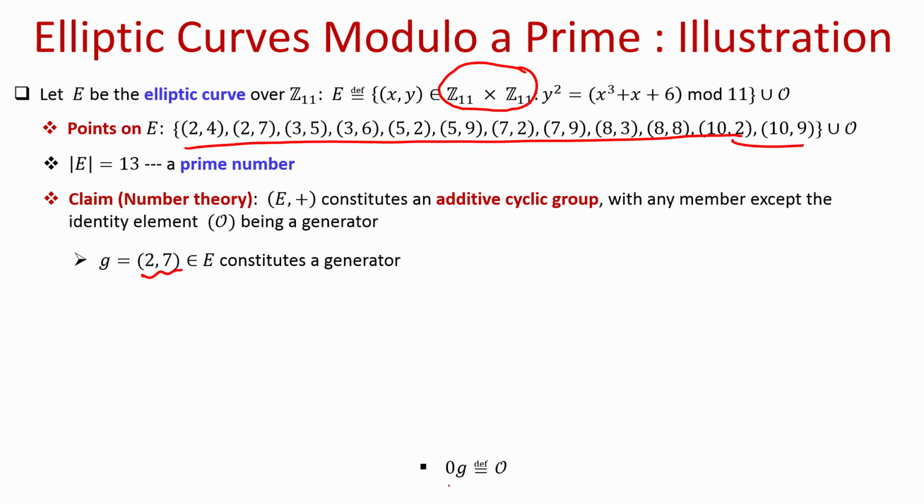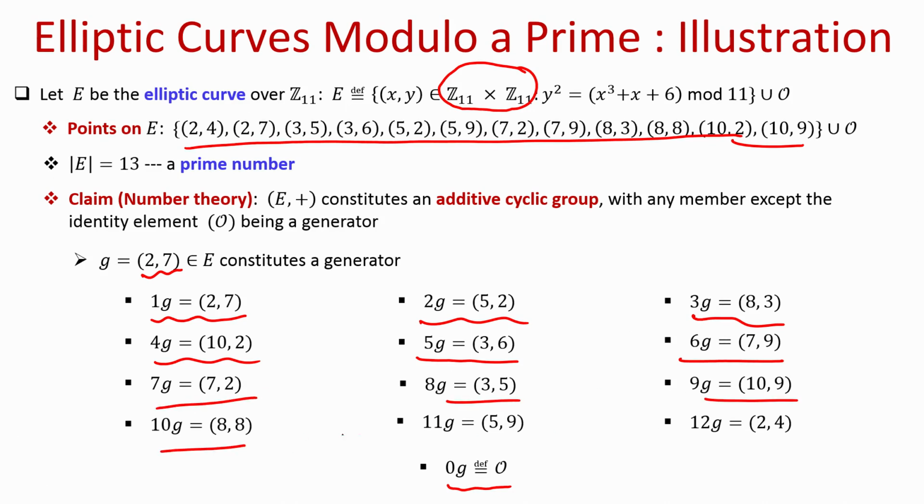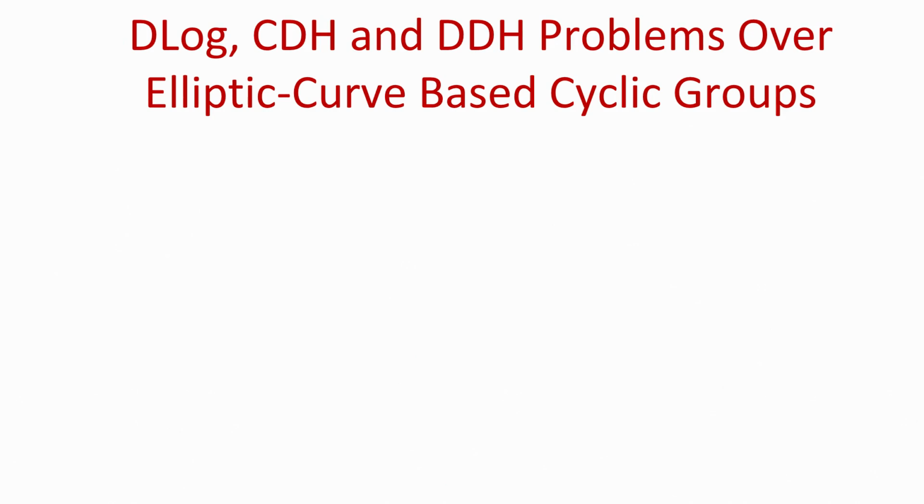So, 0 times g, as per the definition, gives you the identity element, namely the point at infinity, and if we perform the operation 1 times g, 2 times g, 3 times g, then the way we have defined the addition operation, we will get back each of the non-identity elements of the set E once. That means the element (2, 7) indeed constitutes a generator of the set E.